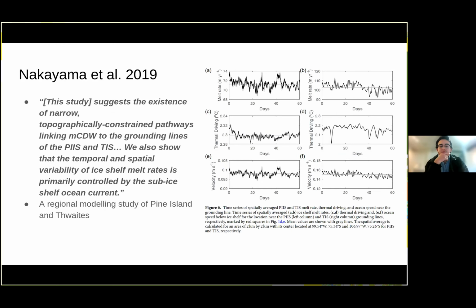Another study, by Nakayama et al. in 2019, looked at Pine Island and Thwaites in a realistic regional model. And this study just showed that temporally and spatially, a lot of the melt that happens, at least in their model, is tied to when and where you have high CDW inflows.